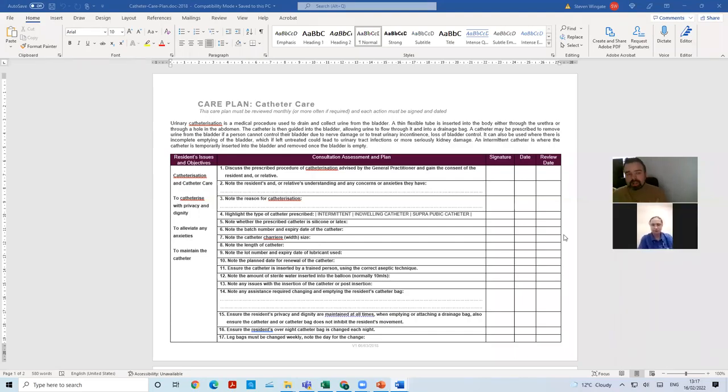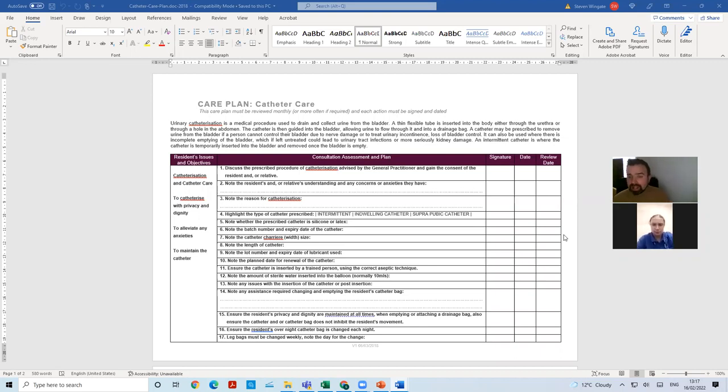Okay, so before lunch, I talked about some of the forms you're going to use. In that assessment link, under week 1, session 1 assessment forms, is where you'll find all of these documents. So this is a typical care plan. This one's for catheter care. And here you've got what catheter care is.